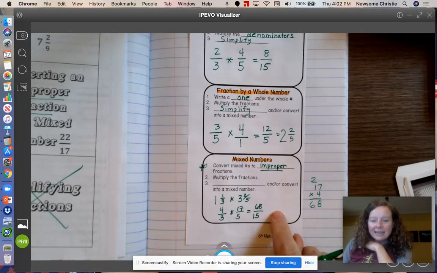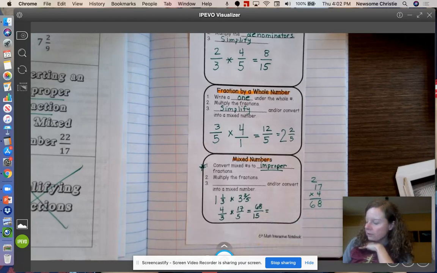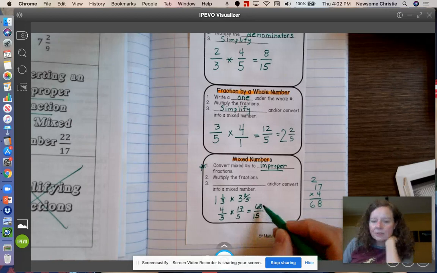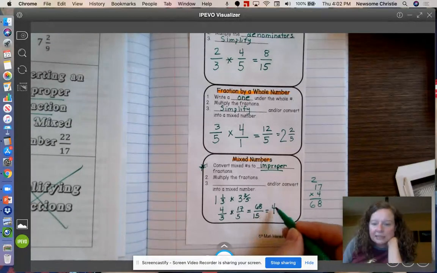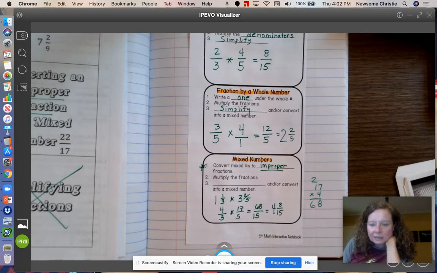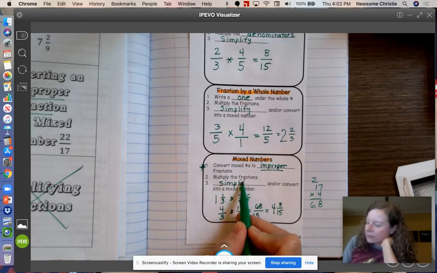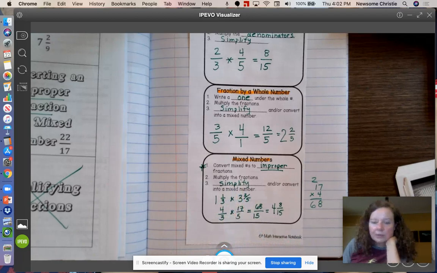So again, our answer is improper. We have the bigger number on top. If I work this problem, I know 15 goes into 68 4 times. One math fact I know is that 15 times 4 is 60. So that means I have 8 left over. So 4 8/15. And the last step is just as usual, simplify and or convert into a mixed number.